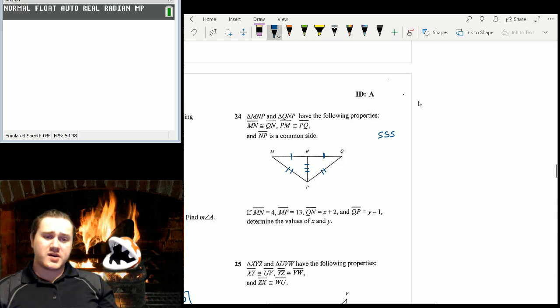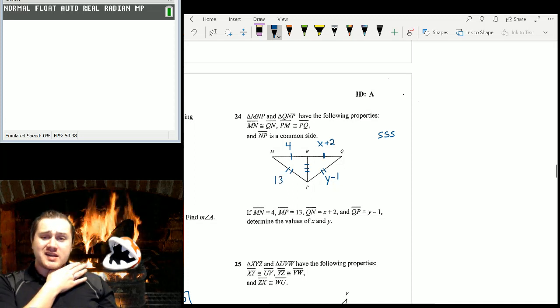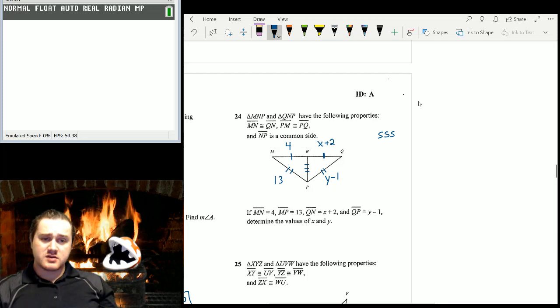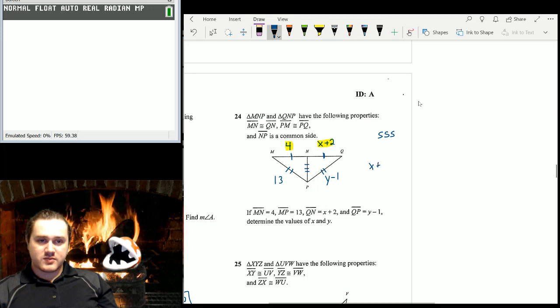We're going to label the parts and work through it. We want to find X and Y. We're told that MN is 4, QN is X plus 2, QP is Y minus 1, and MP is 13. Sorry, I did that in a little bit of different order, but it's basically copying down the parts. So if we're looking for X, it matches up with the 4, so we say X plus 2 equals 4, subtract 2, and X equals 2.